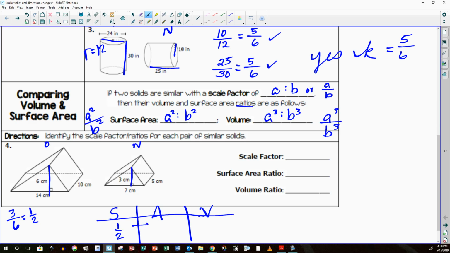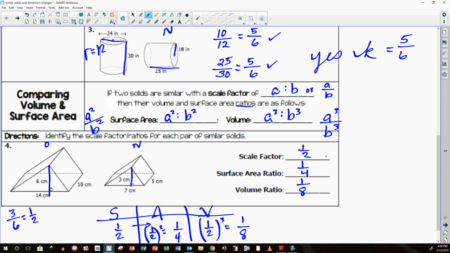So to get to the area scale factor, because this is just a scale factor table, so 1/2, you square it. So this would be 1/2 squared, which would be 1/4. So now my area scale factor is 1/4. The volume is to take this and cube it. So now you've got 1/2 cubed. 1 cubed is 1, 2 cubed is 8. So your volume ratio is 1/8.